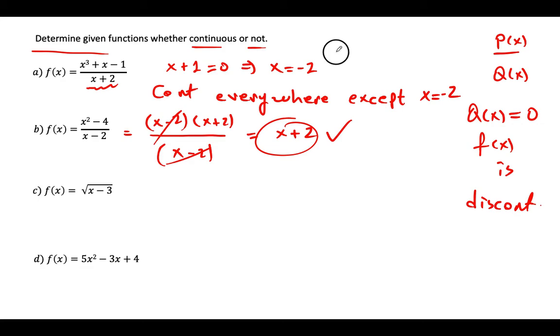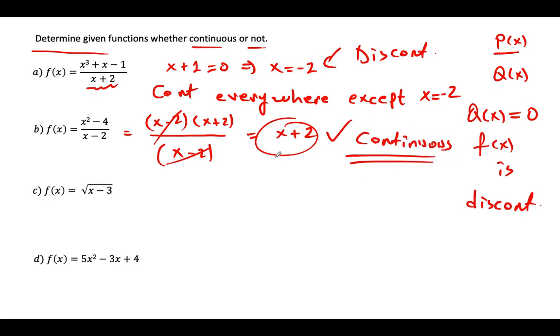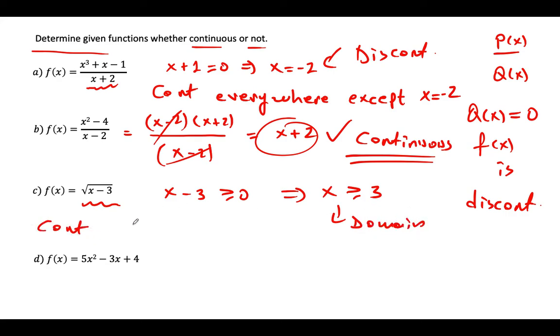So in the previous question I can directly say it is discontinuous, and now this function is continuous everywhere. Why continuous everywhere? There is no case that makes my function undefined. What about here? x minus 3 is greater than or equal to 0, so x is greater than or equal to 3. This is its domain. So what can I say? The function is continuous where x values are greater than or equal to 3. Otherwise, it is not continuous.